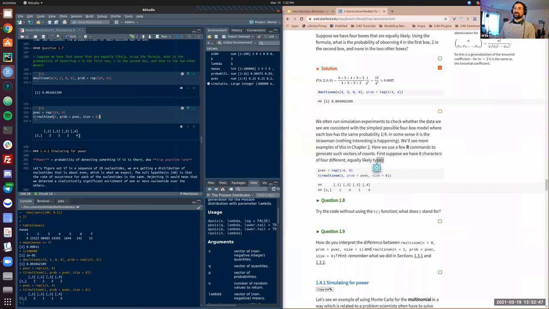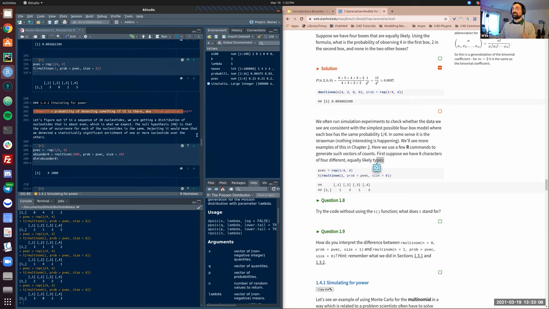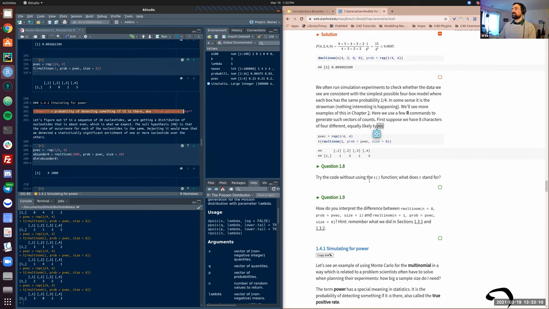If we do this again, the odds of us getting a perfectly even distribution versus not getting a perfectly even multinomial distribution, given the probability vector, is what we're getting into. So here we talk about power. You guys know about power. It is the probability of detecting something if it is there, the true positive rate.